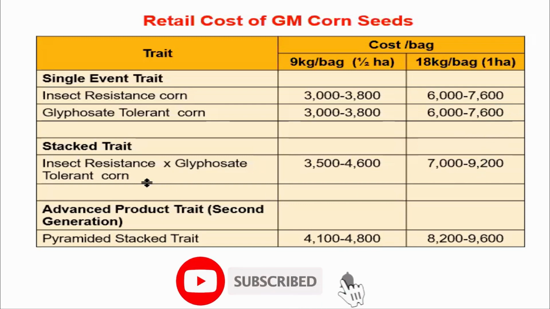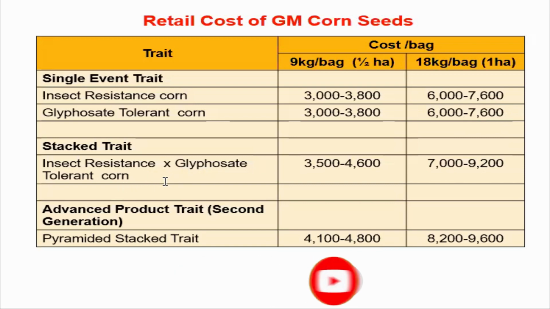The stacked trait, the combination of insect-resistant plus glyphosate-tolerant corn, yields around almost 9,200 kilograms per hectare. And the pyramided stacked trait, the sum of all those different traits, yields almost 9,600 kilograms per hectare.